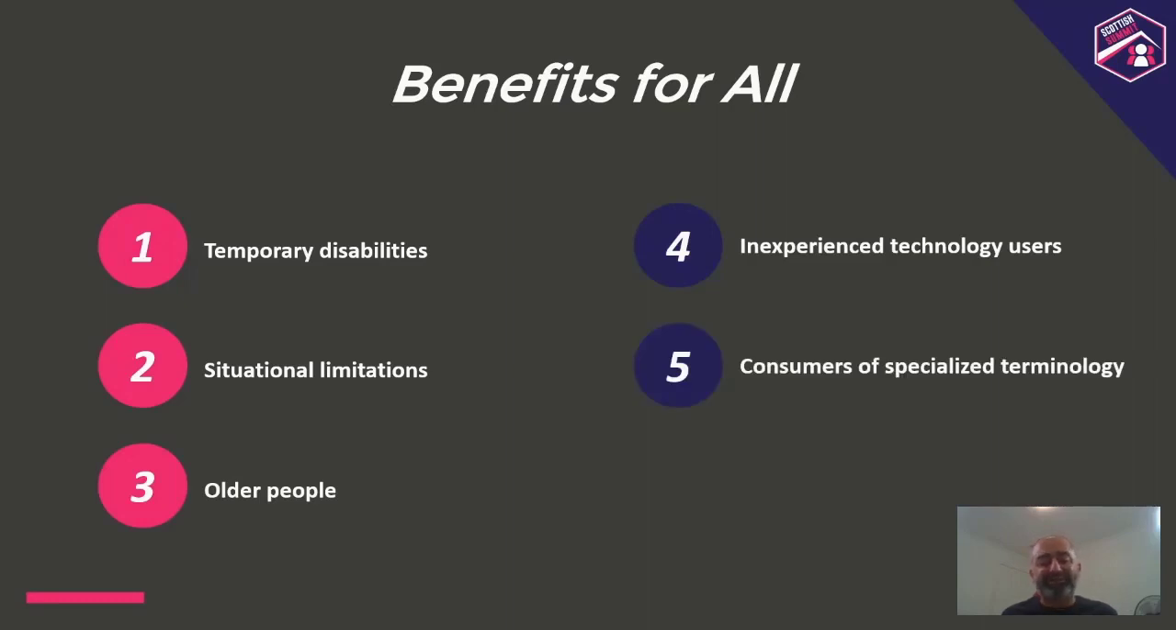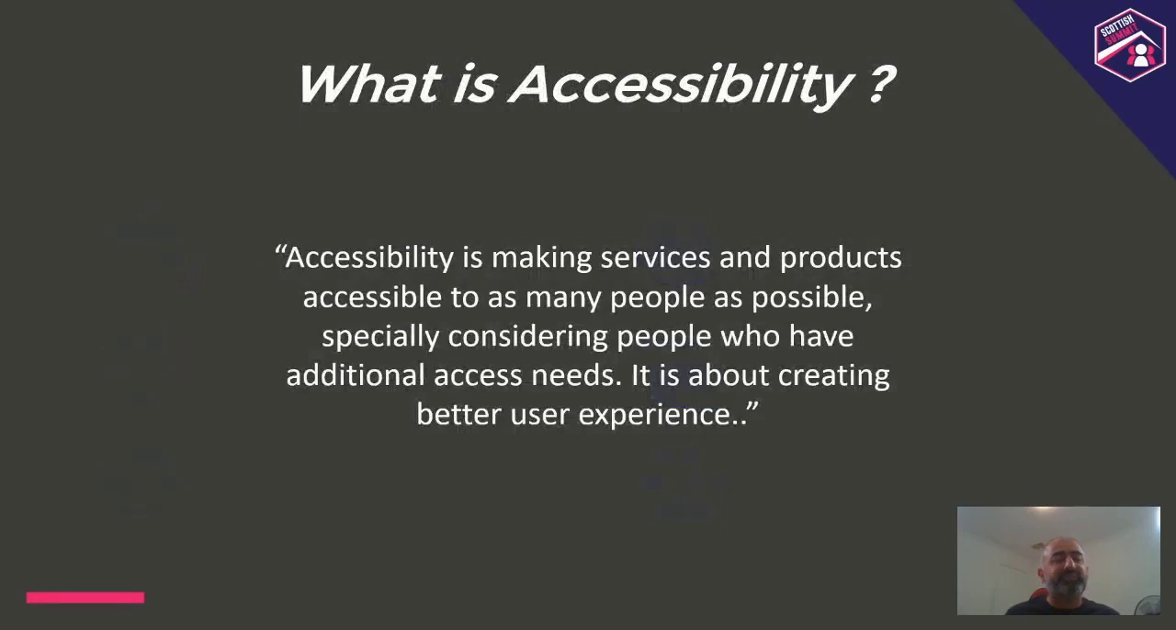Consumers of specialized terminology, and of course last in this list is people with low literacy skills. And if I try to recap what accessibility is, accessibility is basically making services and products available for as many people as possible, especially those people who have any sort of additional requirements.